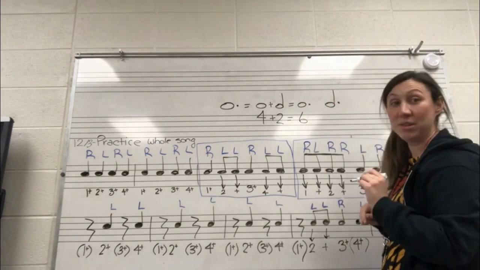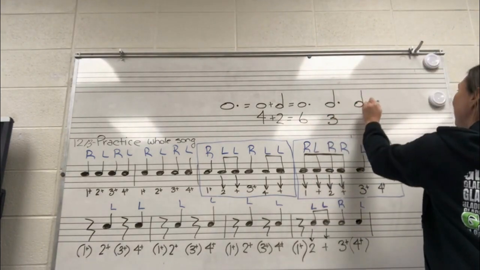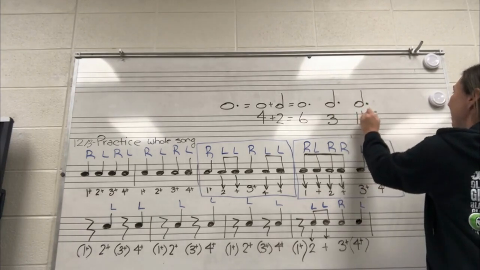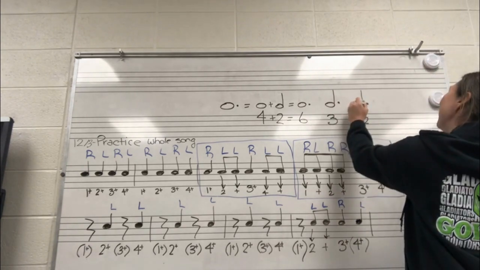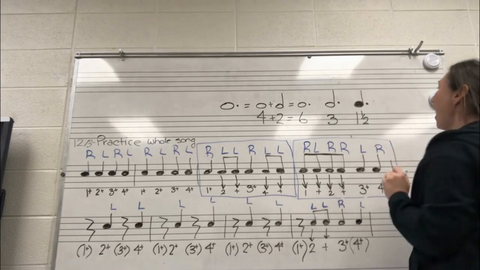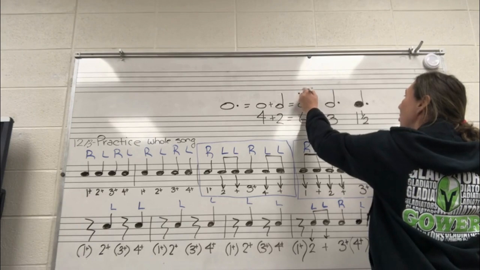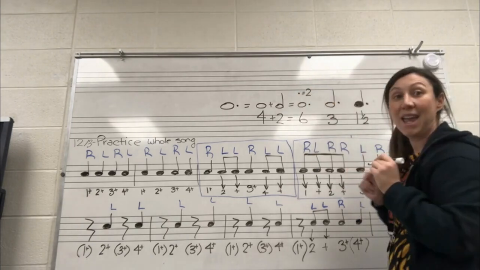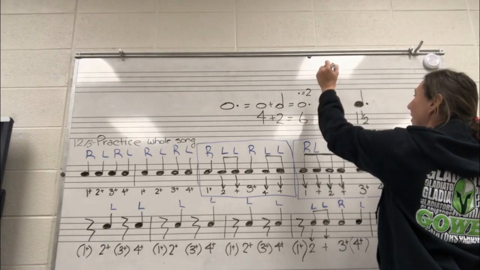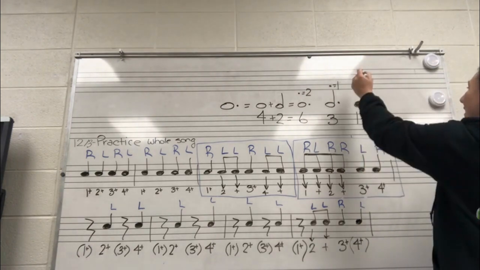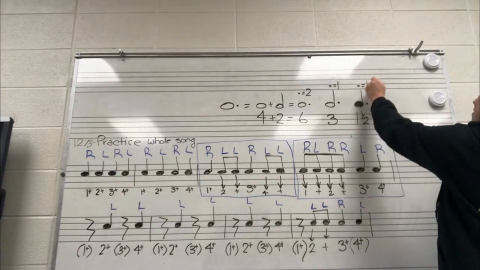A dotted half note will get 3 beats. A dotted quarter note is going to get 1 1/2 beats. So each of these dots are going to change. Oops, I didn't color this in. Depending on what type of note it's by. So if it's by a whole note, it's going to equal an extra 2 beats. If it's by a half note, it's going to equal 1 beat. And if it's by a quarter note, it's going to equal half a beat.